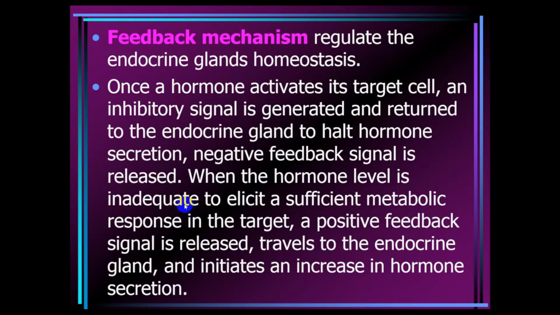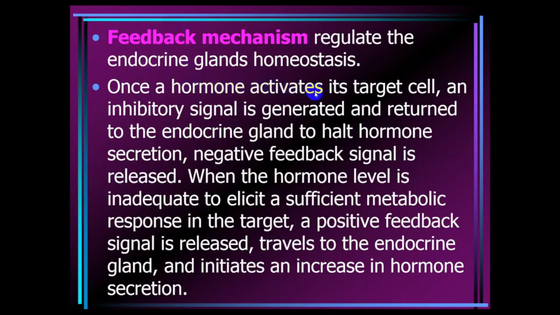One more interesting position is that our endocrine system functions on the basis of the feedback mechanism. This feedback mechanism regulates the endocrine gland's homeostasis. It functions between the central and peripheral endocrine organs, and also between the peripheral endocrine organs and target organs or cells. It can be negative and positive.